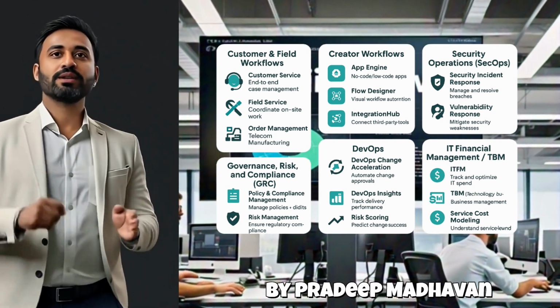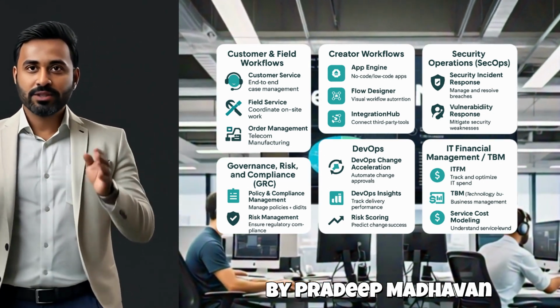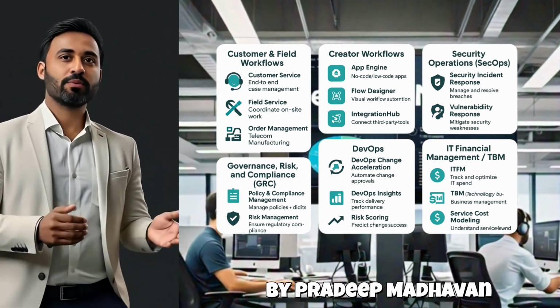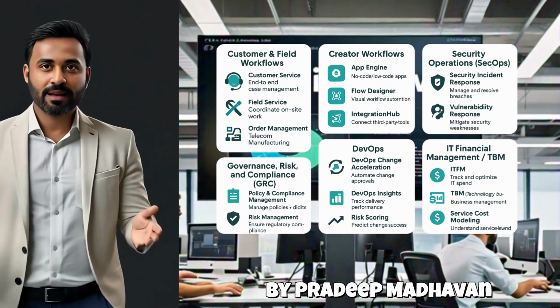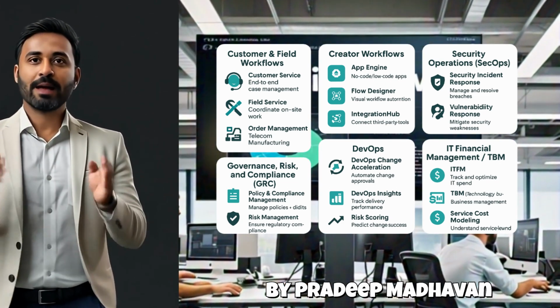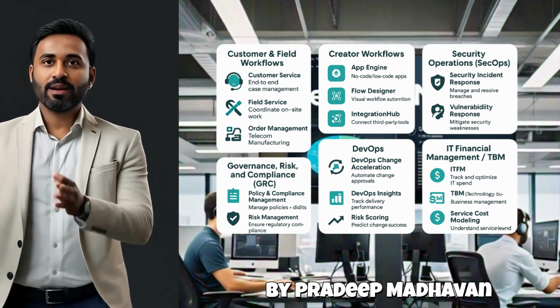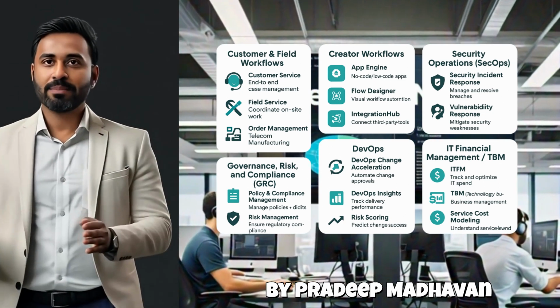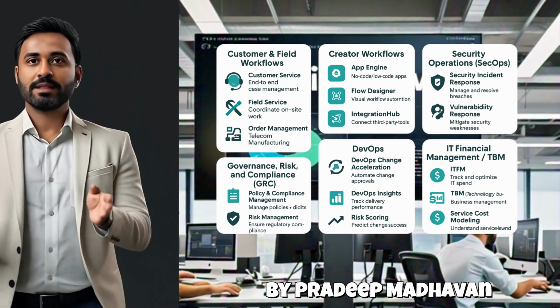DevOps modules integrate CI/CD with change controls. Change acceleration automates approvals. DevOps Insights track performance, and integration with Git tools like GitHub and GitLab ensures seamless pipelines. Risk scoring predicts change success, and pipelines connect everything together.